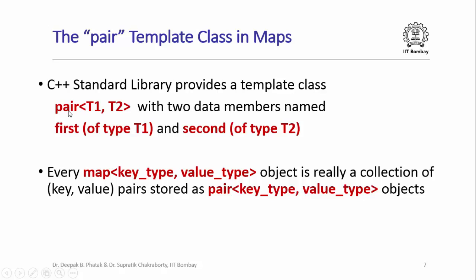So this pair template class will be instantiated with the key type and value type, which is the same key type and value type that you use to instantiate the map class, and every key value pair that is stored in a map object is really an object of the class pair instantiated with key type and value type. So this is why it's important to understand the pair class when you're talking about the map class.